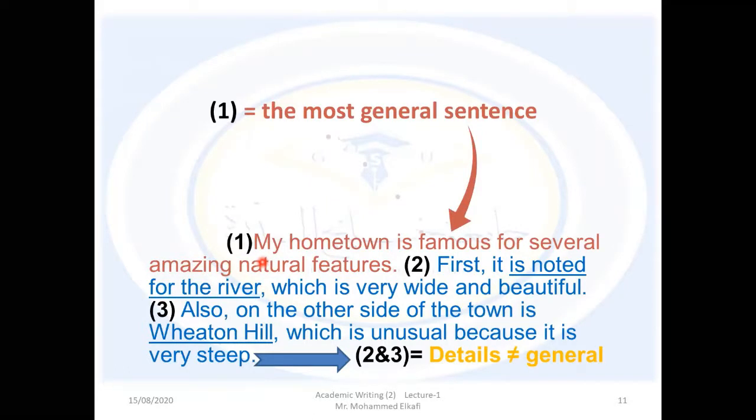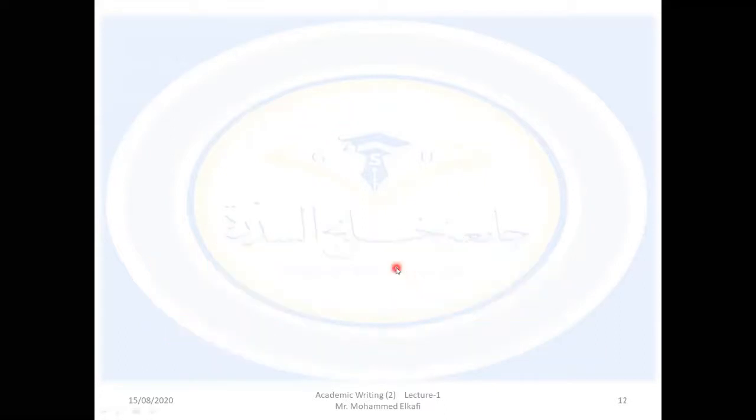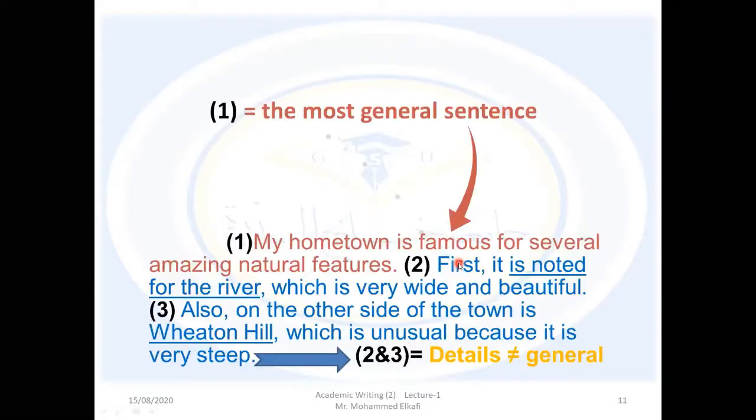Let's return back to what? The most general sentence. Here we have an example of the most general sentence. Here we said that it is the first sentence: "My hometown is famous for several amazing natural features."